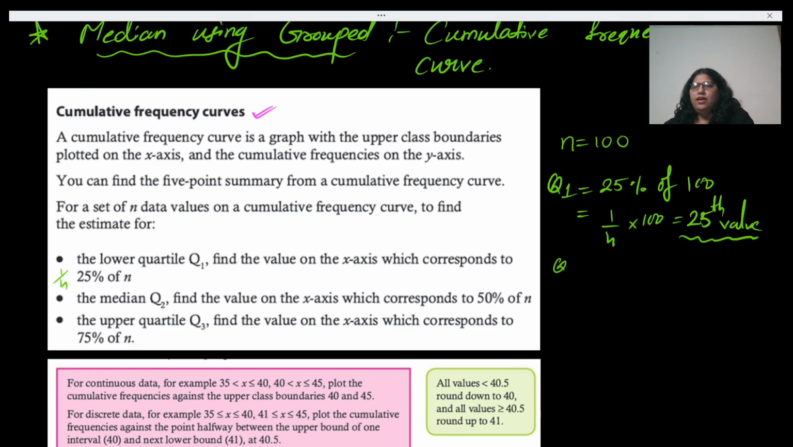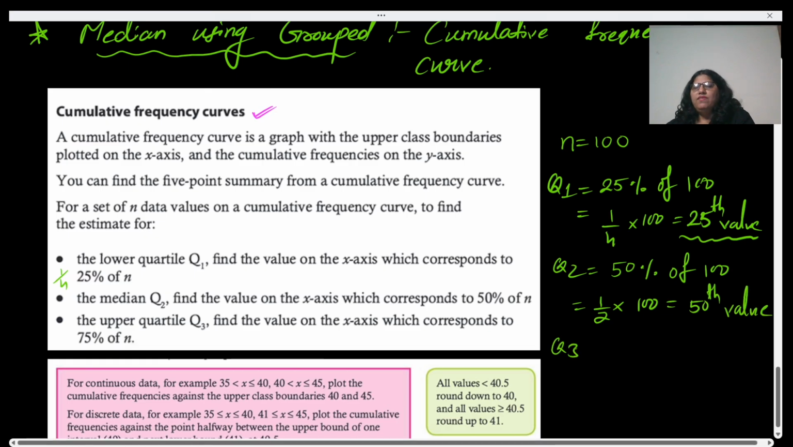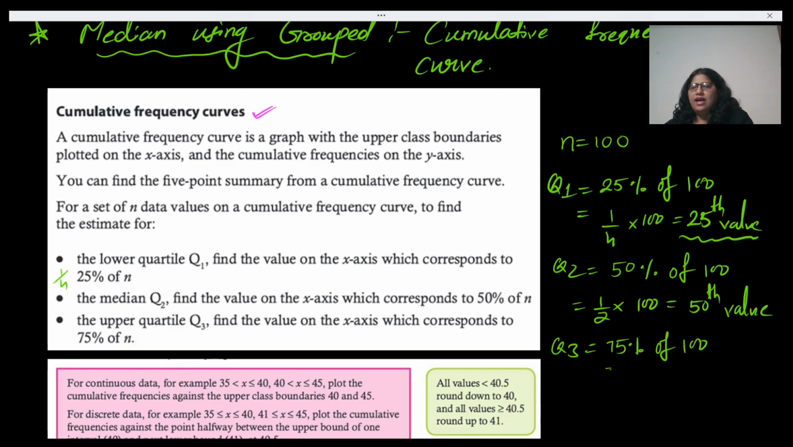Similarly, whenever we are taking Q2, that's exactly in the middle. So 50% of the total observations, we can take half of 100. That is going to be the 50th value on the cumulative frequency. And Q3, which is the upper quartile, is taken as the 75th percentile. That is going to be the 75th value on the graph. Other than that, you can find any percentile. If they say 20th percentile, you will take 20 by 100 of the total value, or 1/5 of the total value.